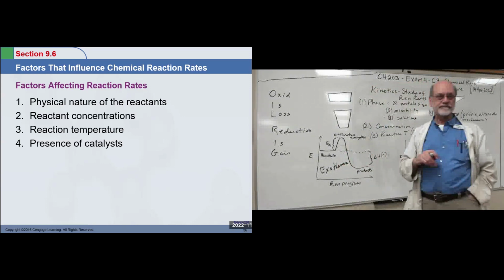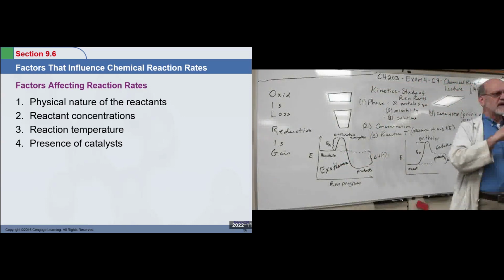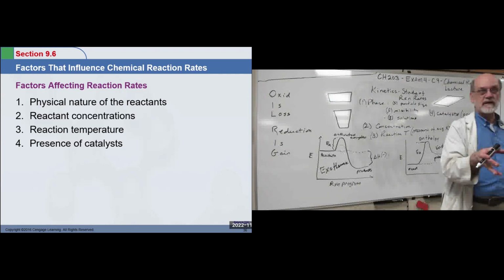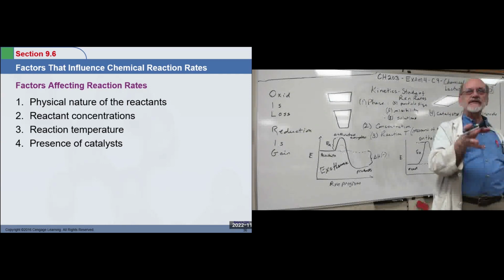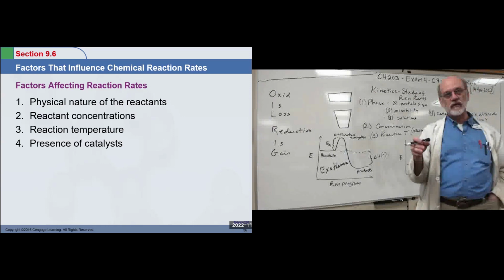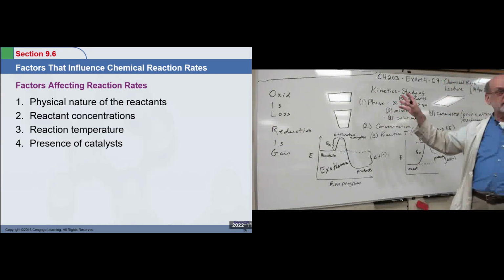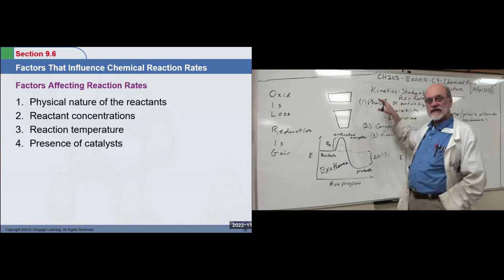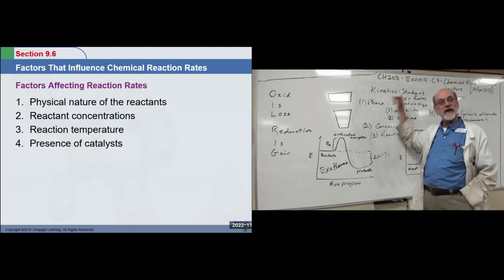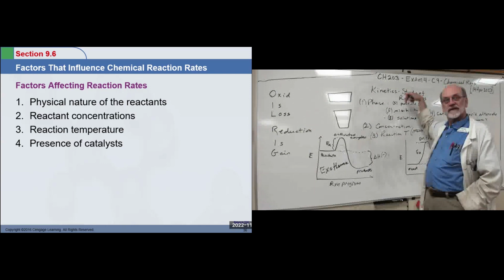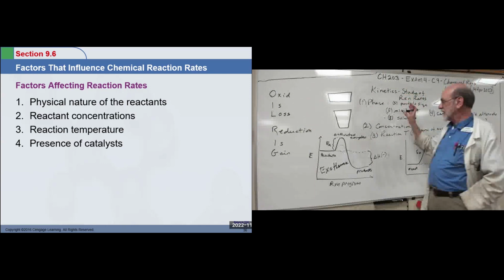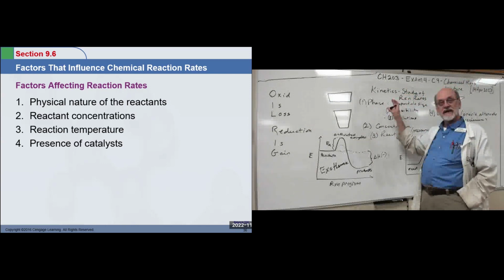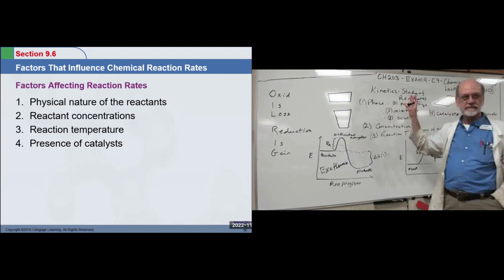Now, a catalyst enters into the reaction, but it's not used up by the reaction. In other words, it goes in one end and it comes out the other. So if you write your reaction and put a catalyst in there, you usually don't put it on the reactant or product side. You put it on the arrow because it has an effect on the reaction rate, but is not consumed by the reaction.